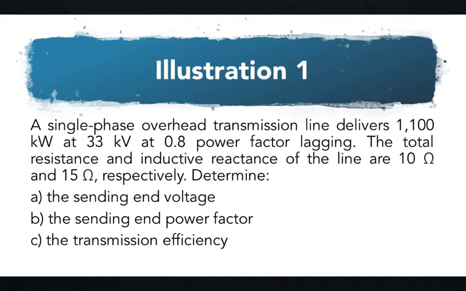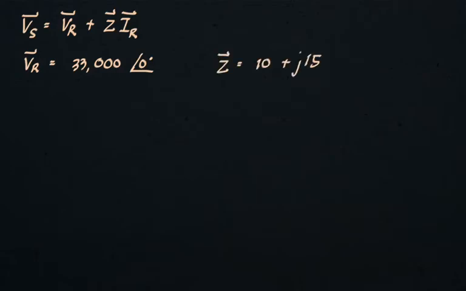First things first, get the sending end voltage. Simply, we get the equation for Vs, specific for short transmission line, which is Vs is equal to Vr plus ZIR. One by one, we have Vr, which is already given: 33,000 volts, 0 degrees. The angle is 0 degrees. And then the Z is also given, 10 plus j15.